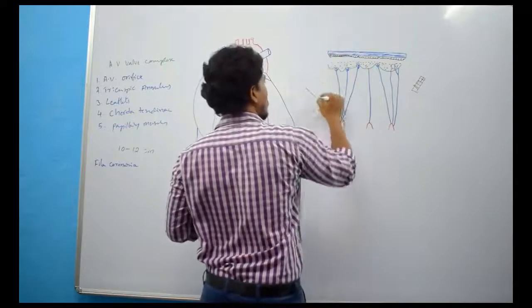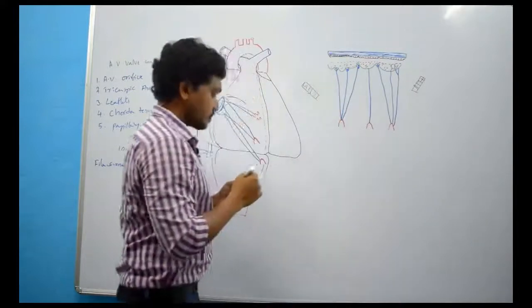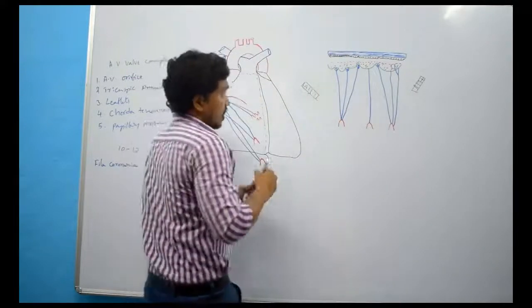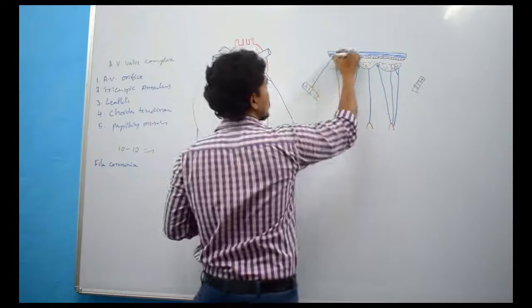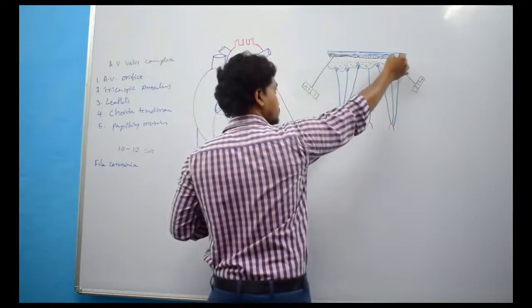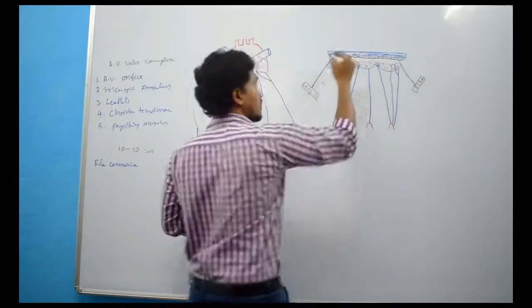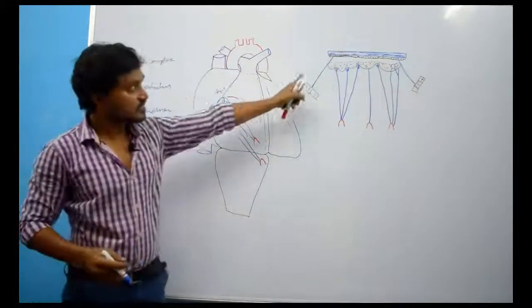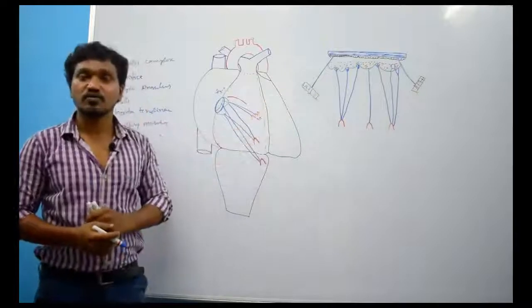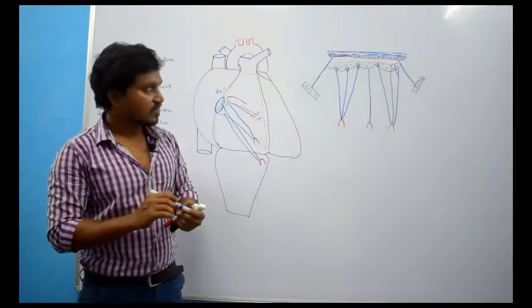This is the wall of the ventricle. From the walls of the ventricle to the basal zone of the leaflets. These chordae, what we call basal chordae. Clear? So these are the different chordae.